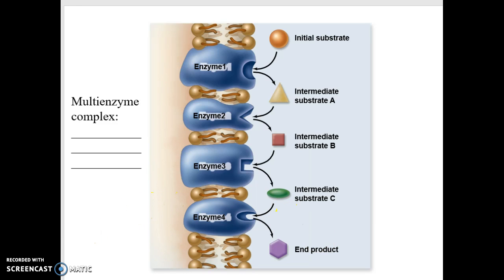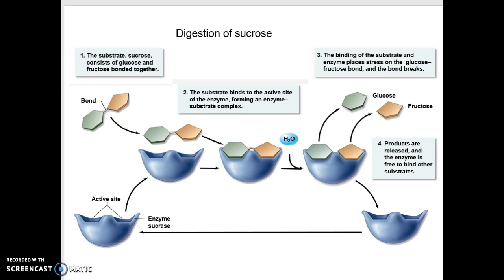Now, as we look at an example here, we have sucrose, the digestion of sucrose that follows this pattern. Sucrose is a disaccharide. It's glucose and fructose bonded together. That goes into the body. We ingest it, we eat it, we drink it. Table sugar here.